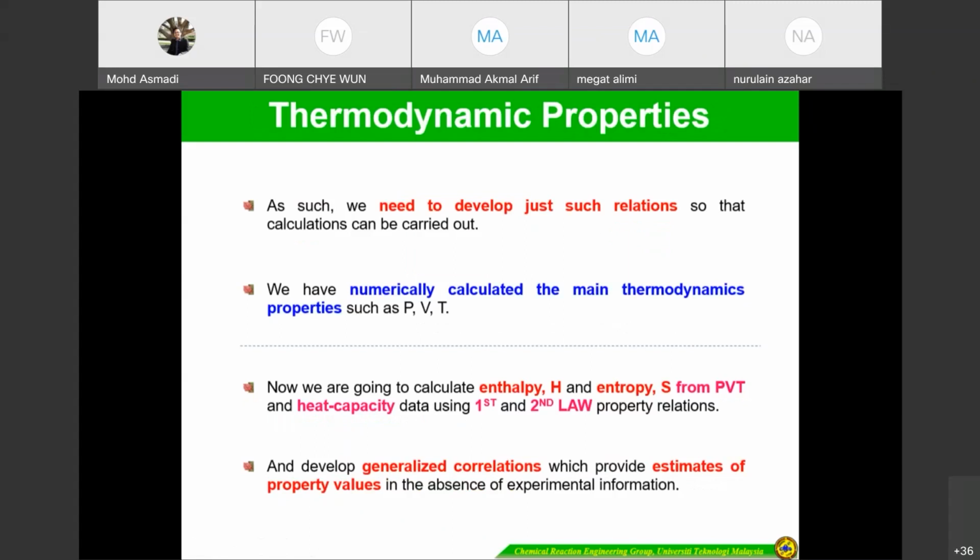Since you want to calculate this enthalpy and entropy, remember that in the previous chapter you just focused on PVT. But now you are focusing on the second law of thermodynamics, which involves the entropy. You have to remember that. If the heat capacity is given, okay. So how to calculate this? Of course, you need to use general correlations and also the relationships, or what we call thermodynamic property relations.